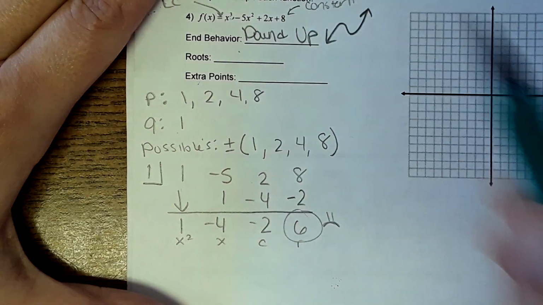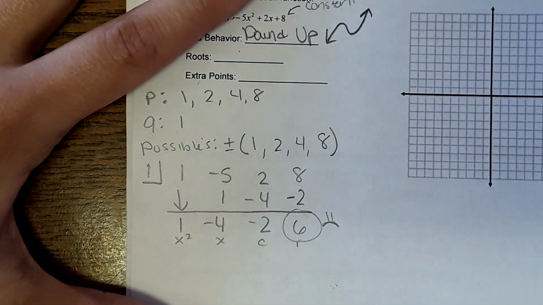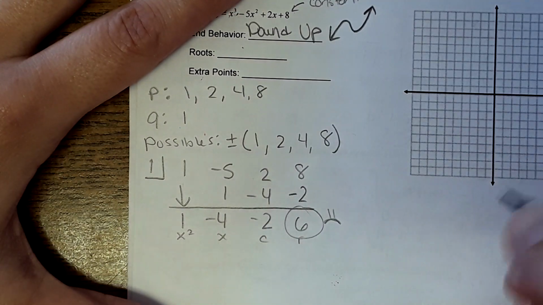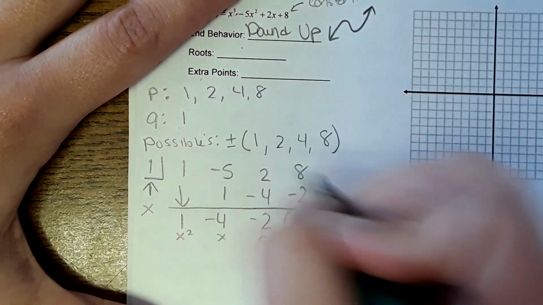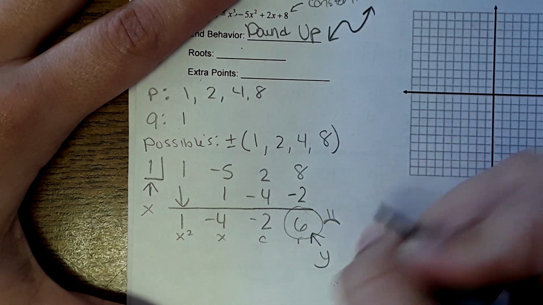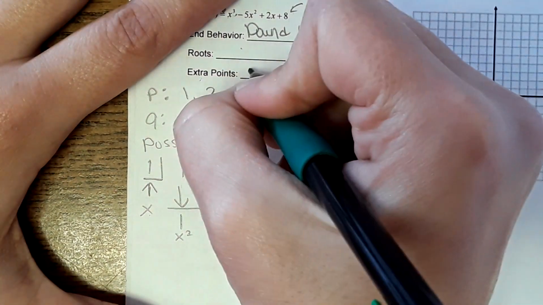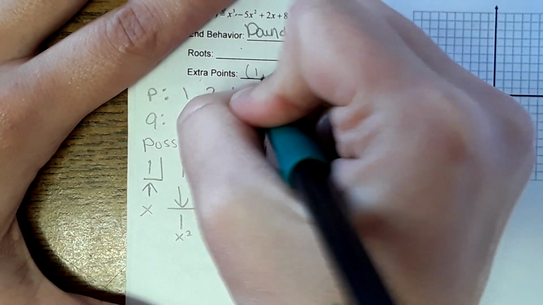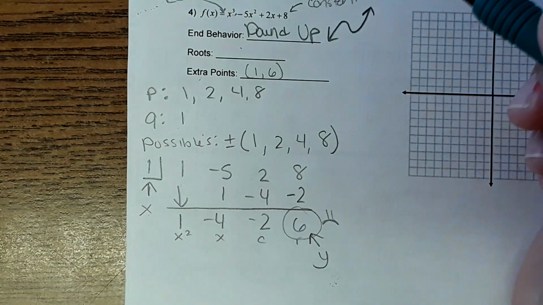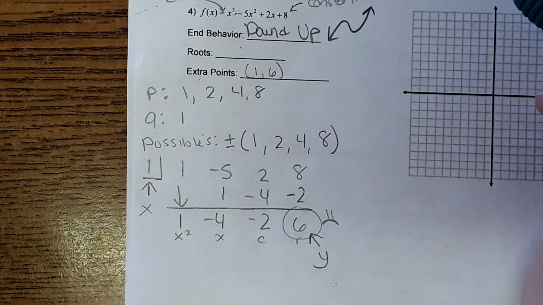Not good in terms of finding the roots, but in these problems we can actually use these numbers for something else. This would be an x value and a y value, and we can use this for our extra points. So one of our extra points now is 1, 6. We can't use it as a root, but we can use it as part of graphing it.